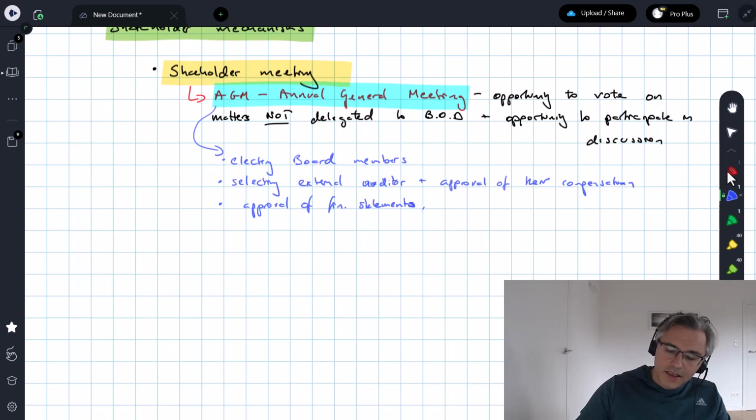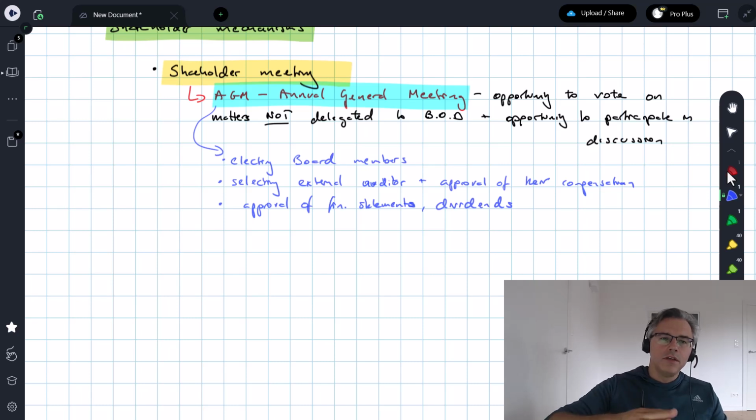Statements, and in some countries, not everywhere, but for example in places like Germany or where I come from, Poland, the shareholders also vote on how the profits, if there are profits, should be split. What portion of it should be allocated to the payment of dividend, and what portion should stay in the business and be retained. In places like the UK or the US, this is actually delegated to the board of directors. It's them who decide on that split.